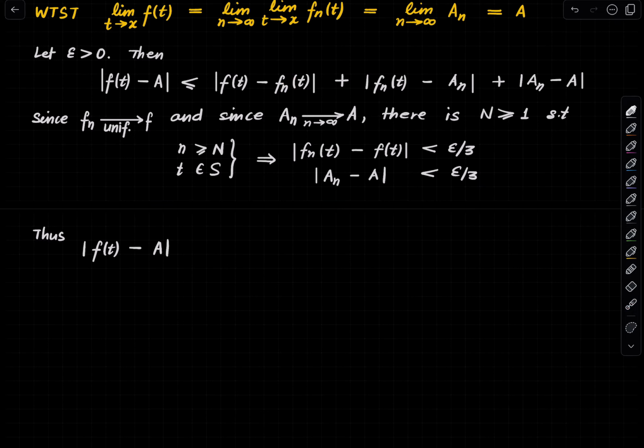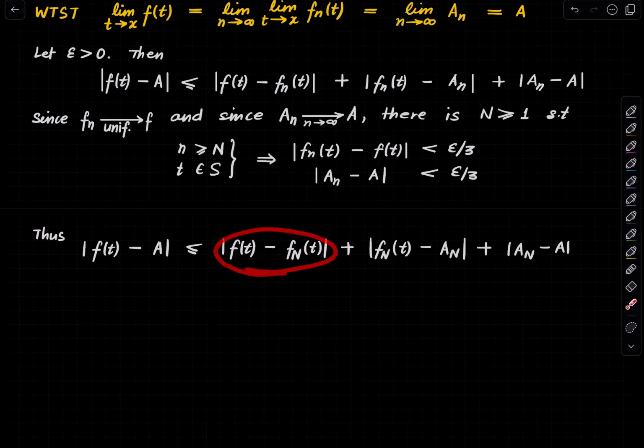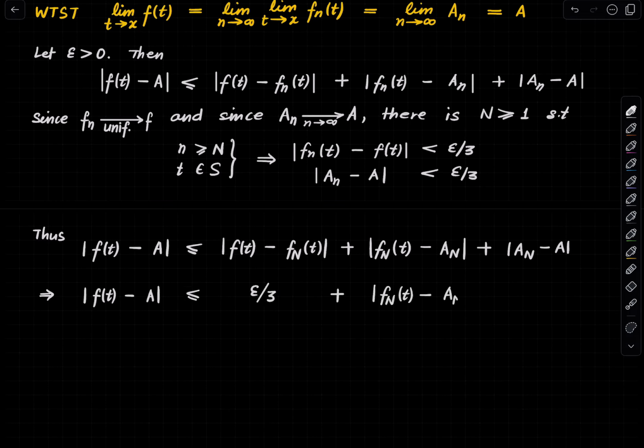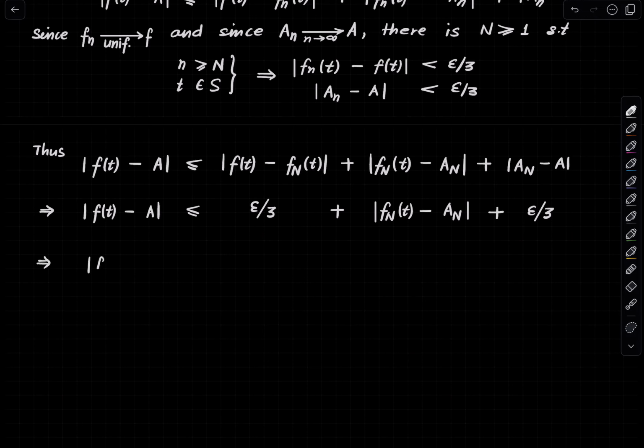So by the previous estimate, we have this, but this is at most epsilon by 3, and that is also at most epsilon by 3. So that gives the bound. And what did we want to do again? We wanted to say that if t approaches x, then this thing is at most epsilon. That's what we wanted to do.